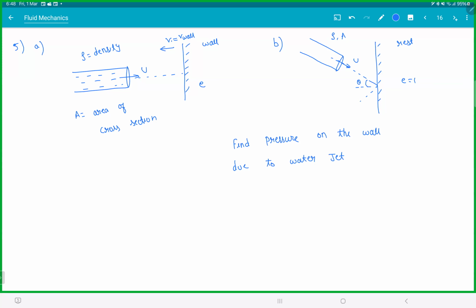In the variable mass system, I taught you how to find the force due to a water jet. Remember? I'm asking you pressure. Let's get this. So in the first one, e is given as a variable, right? e only, not a value. Yeah, the answer will come in terms of e.